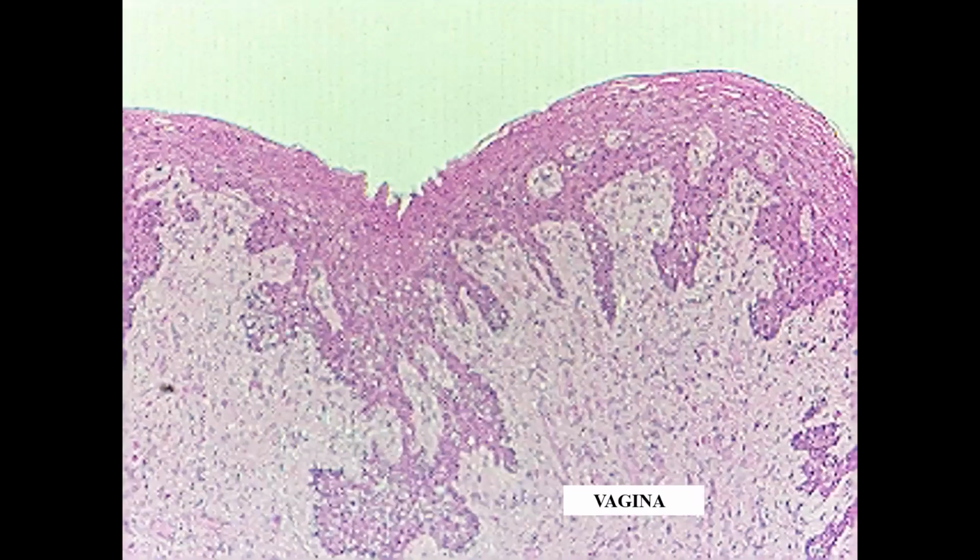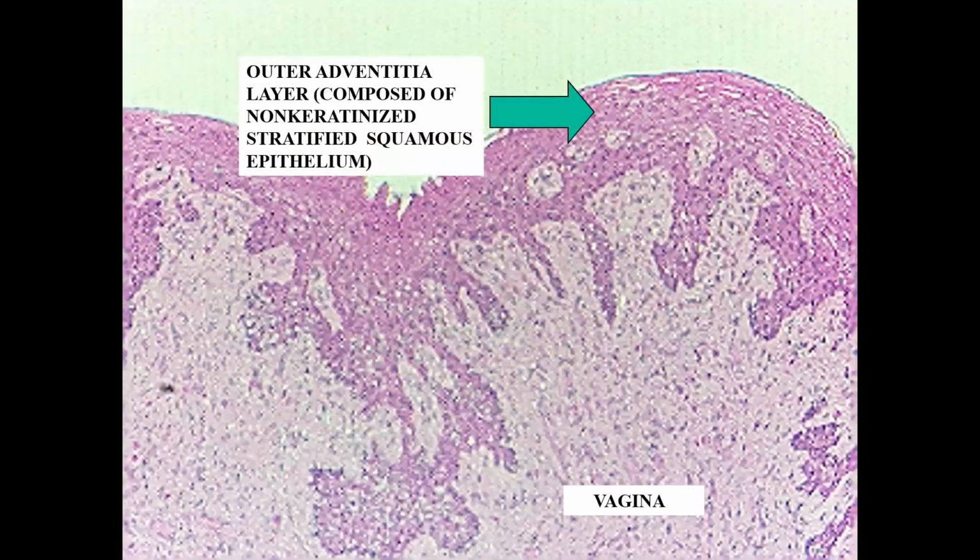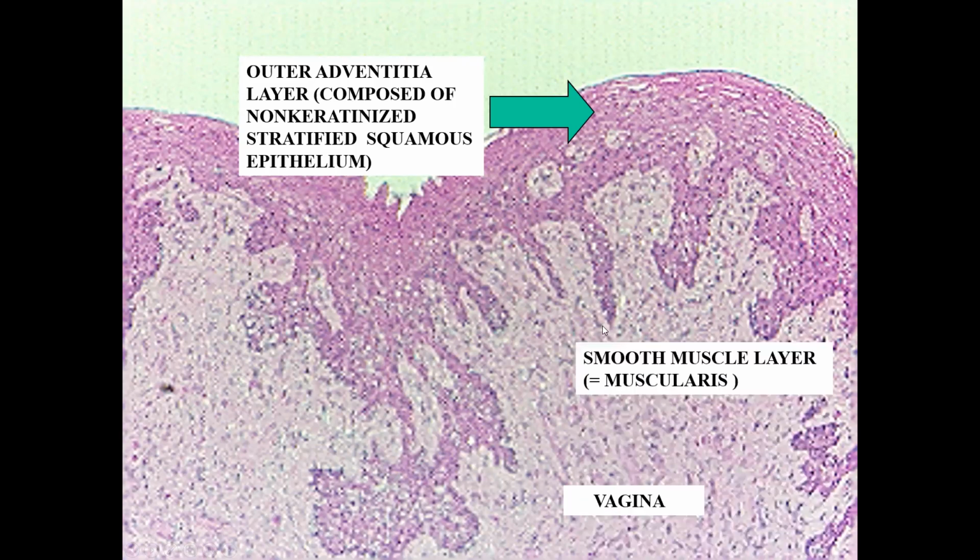Okay. The vagina is stratified squamous epithelial cells that are filled with lots of goblet cells for mucus production. We have layers of smooth muscle underneath that. There's a smooth muscle layer.